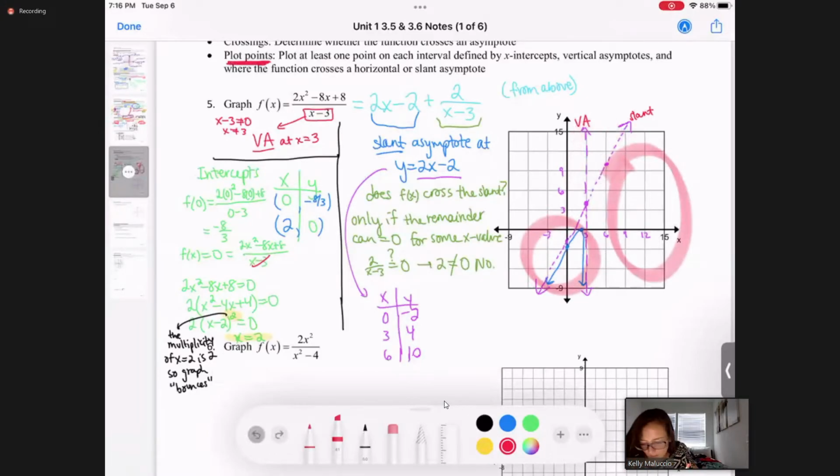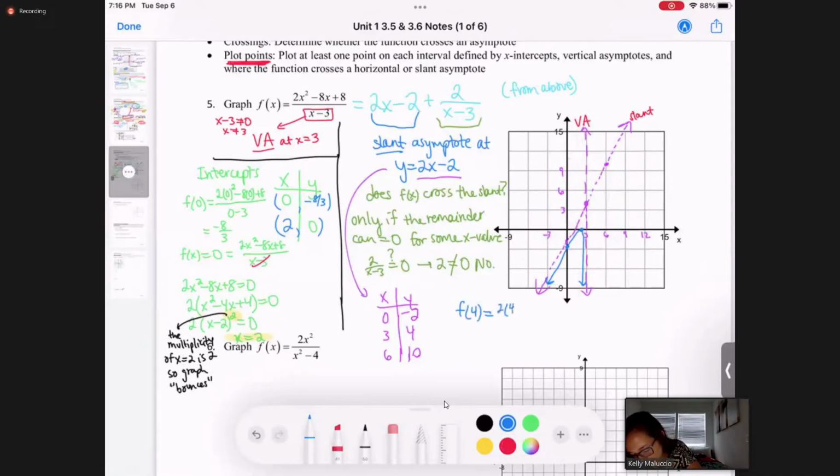I don't know where it is, but I'm missing a piece of this graph, right? So what we want to do is maybe plug in a value like 4 or 5 or something like that for f and see what happens. So if I substitute in f of 4, we'll try that. I'm going to get 2 times 4 squared minus 8 times 4 plus 8.